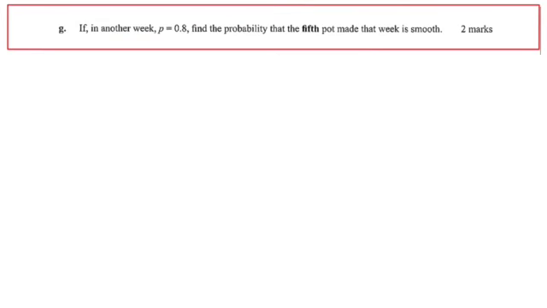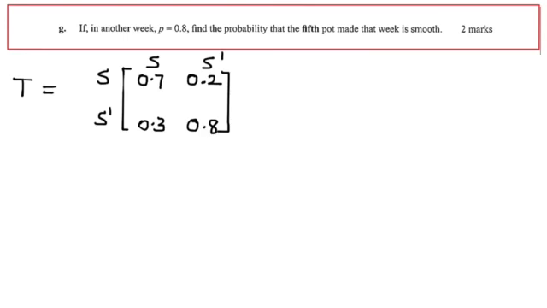Okay, next bit. If in another week P is actually 0.8, find the probability that the 5th pot made that week is smooth. Well, now guys, tree diagrams become forest diagrams when you get up to the 5th pot or the 4th transition, so it's better to do matrices. So they're actually forcing us to use matrices now, which is no problem for us, a 2-mark question. Let's put our transition matrix in for this scenario where P actually equals 0.8. If you work it out, that's what you will get.